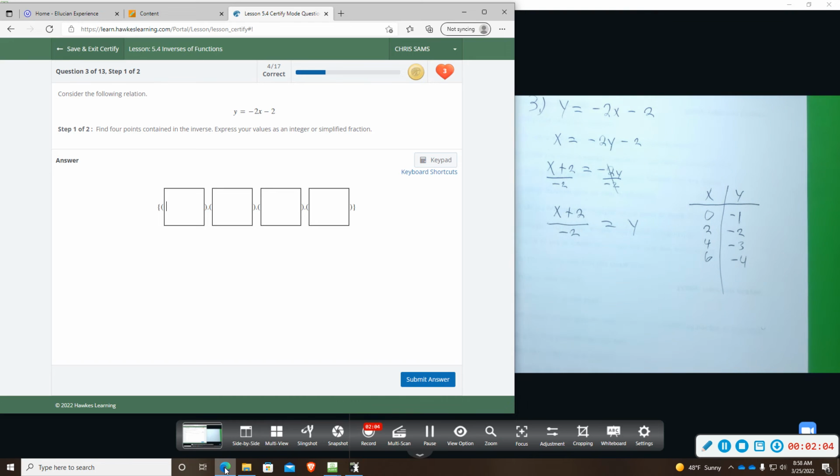So I got 4 ordered pairs. 0, negative 1, 2, negative 2, 4, negative 3, and 6, negative 4.